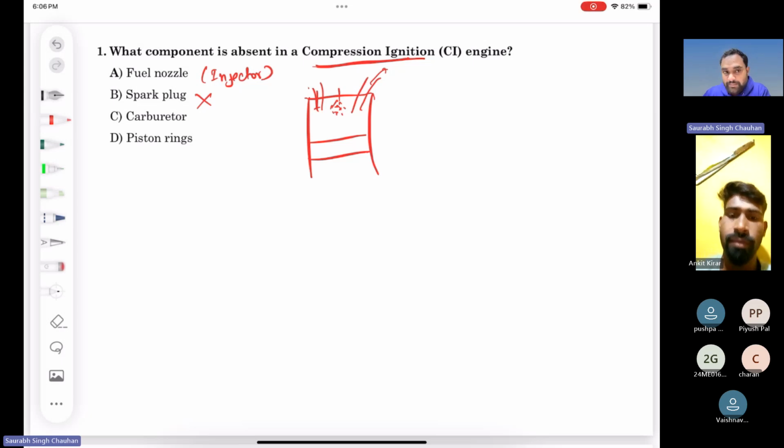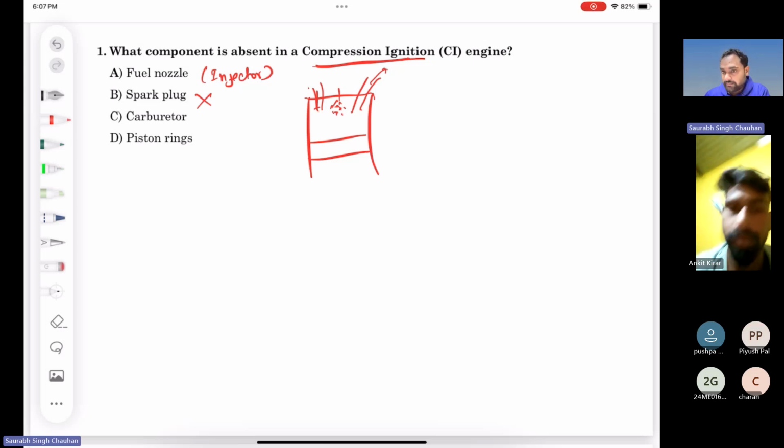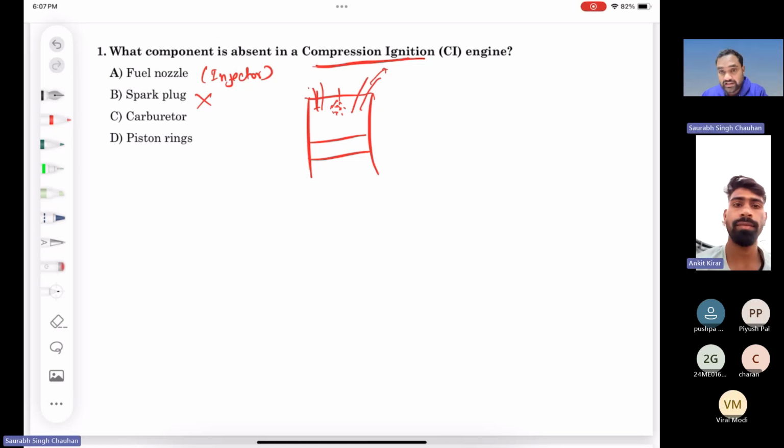Right. So the purpose of carburetor is to prepare a homogeneous mixture of air and fuel, right? But in diesel engine, you don't need a homogeneous mixture of air and fuel, right? You are getting only air, and in the hot air you are directly injecting the diesel. Okay, so in diesel engine, carburetor is missing.